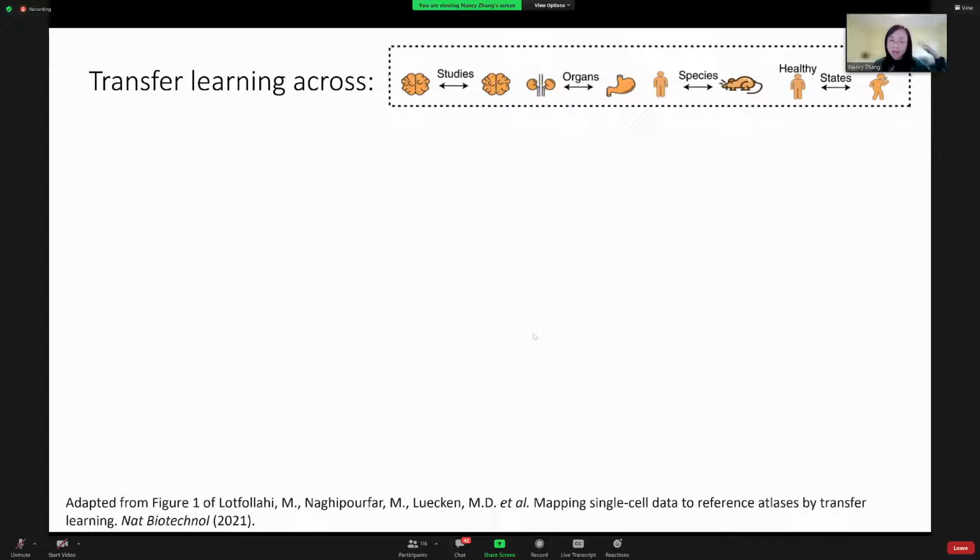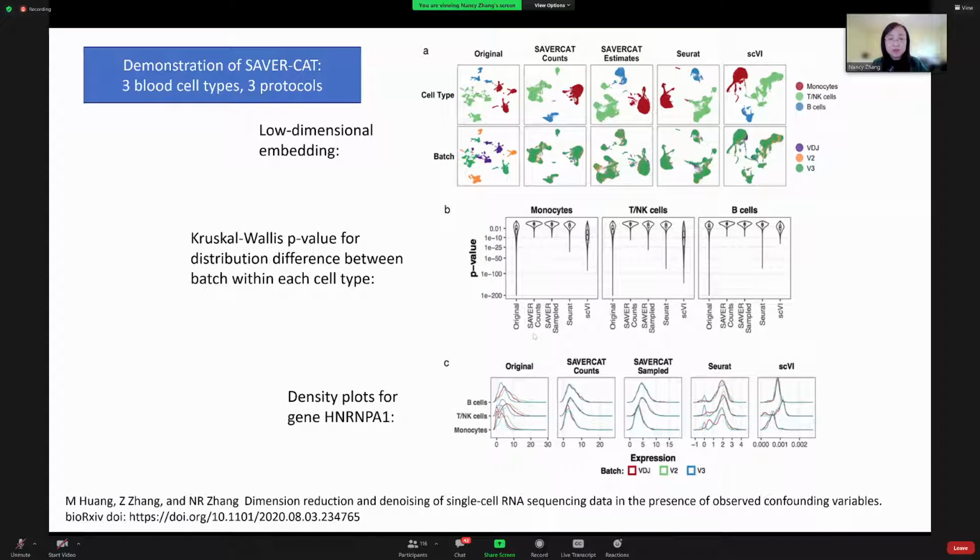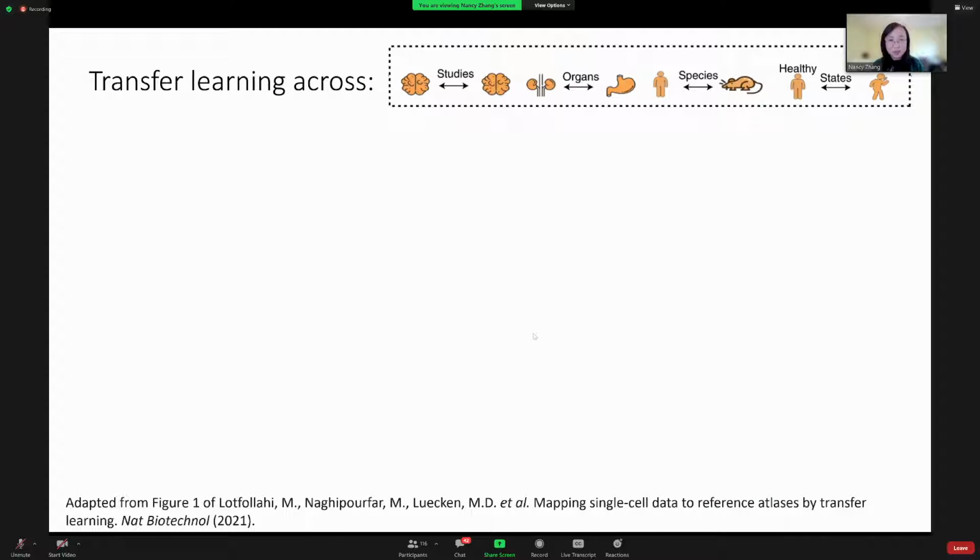Okay, so I want to show you sort of like the grand plan of how this could be, which is in this Nature Biotech paper that was published last year. So what they say is that when you want to do transfer learning, when they say transfer learning, what they mean is data alignment, data integration. You want to integrate data across studies, across organs, across species, and across healthy and disease states. Okay, so how does that work?